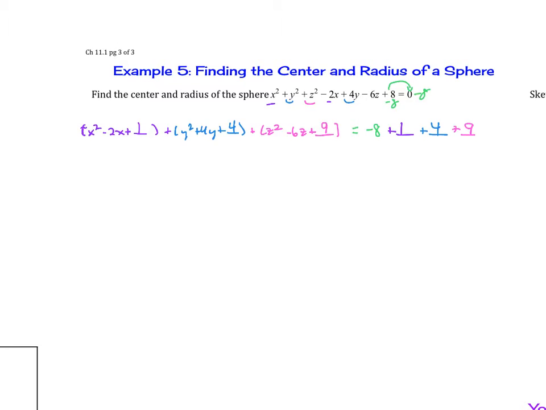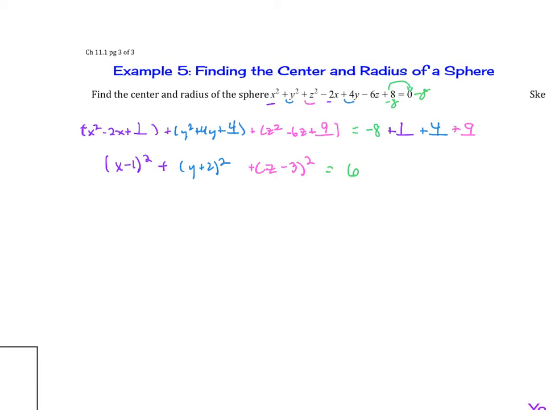So then we write this as a squared binomial. So this is x minus 1 squared plus y plus 2 squared, and then plus z minus 3 squared. And that equals -8 plus 1 plus 4 plus 9. And so that is going to equal 6.